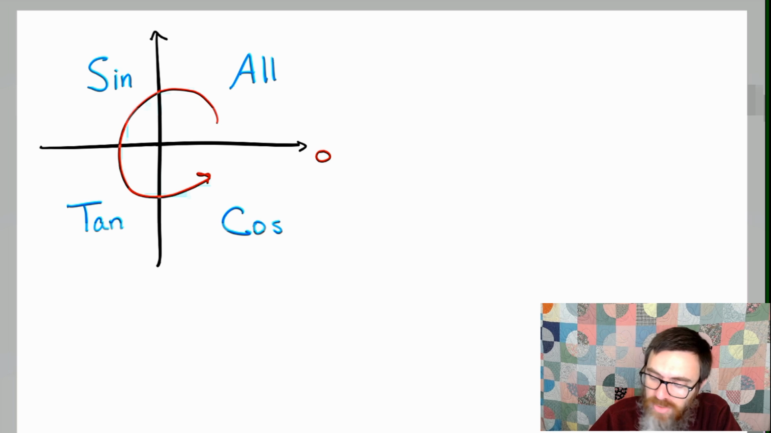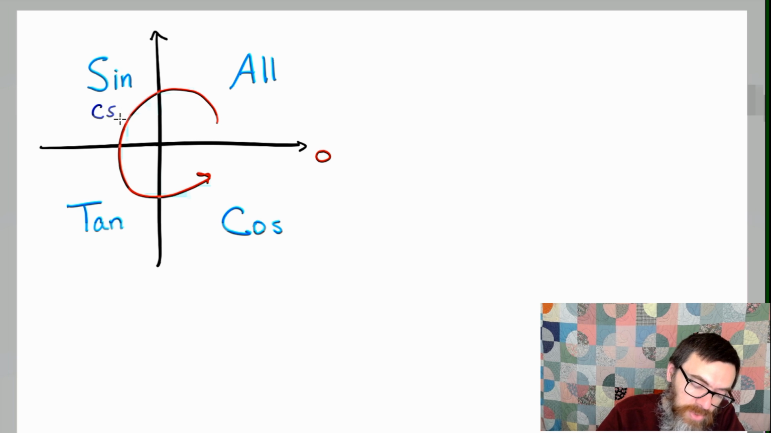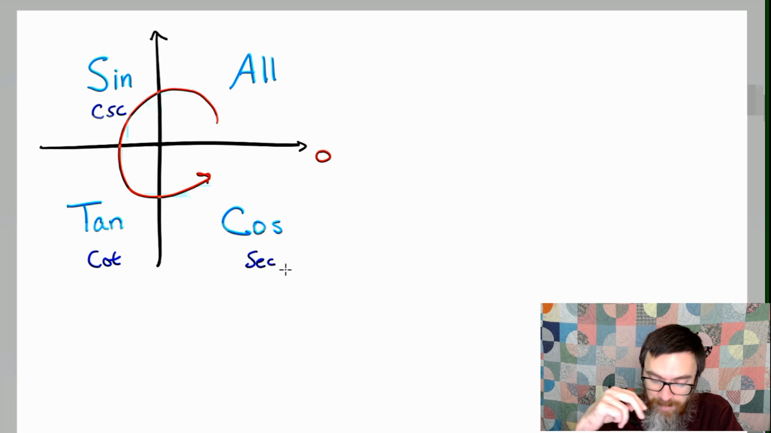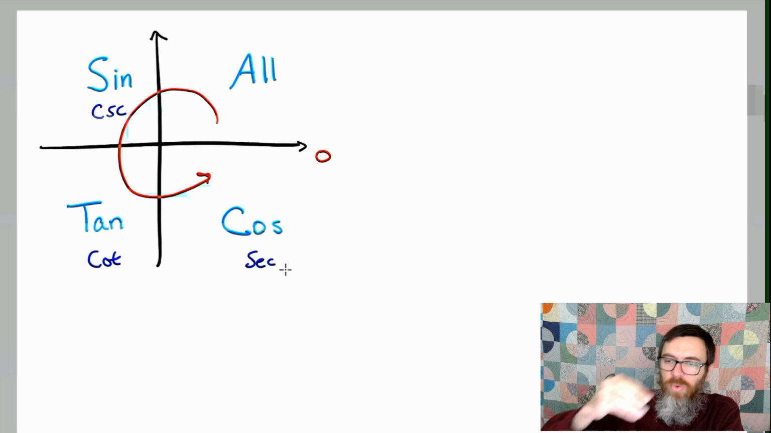Now, since we're also talking about the connection with the reciprocal functions, if sine is positive, that also means that cosecant is going to be positive. Tangent's positive, that means its reciprocal cotangent is positive, and cosine means that secant is positive. So, all students take calculus. Go in that order, starting in quadrant 1, quadrant 2, 3, 4.